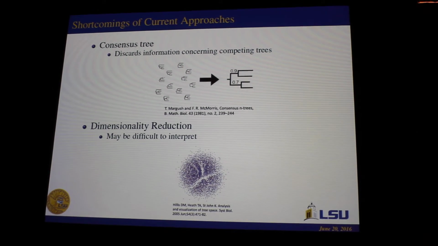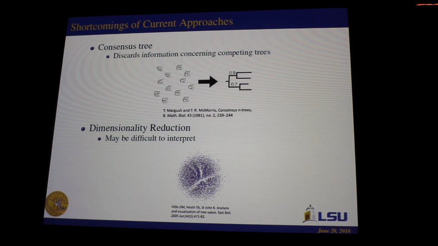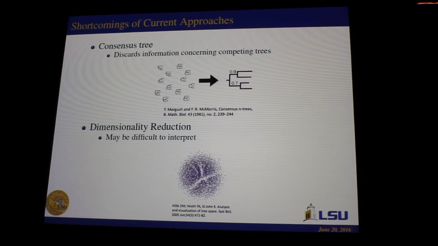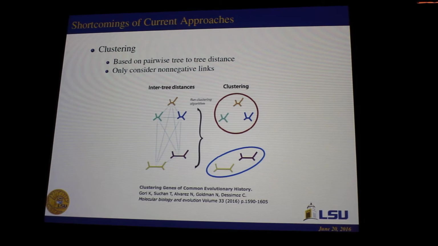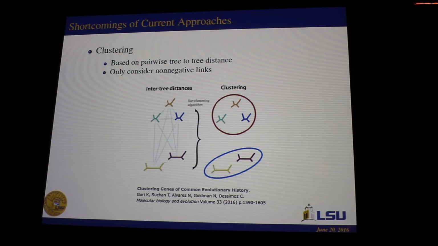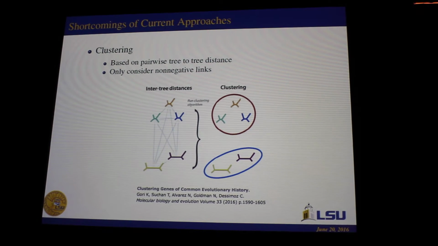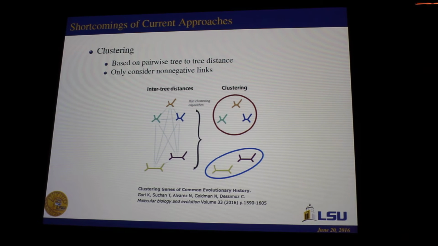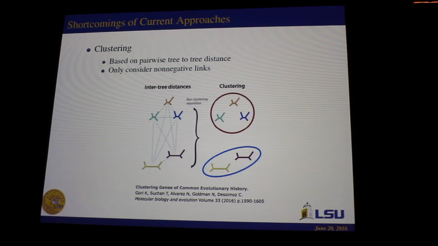Another approach is to project the tree topologies into lower dimensional Euclidean space. However, this method alone may be difficult to interpret. Recently, clustering methods have been used to understand phylogenetic data, but they are based on distance connectivity, which often requires large computation, and they only consider non-negative links.